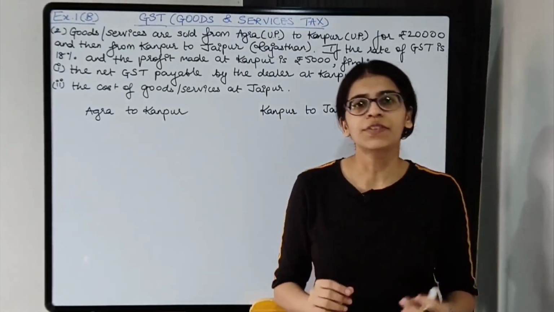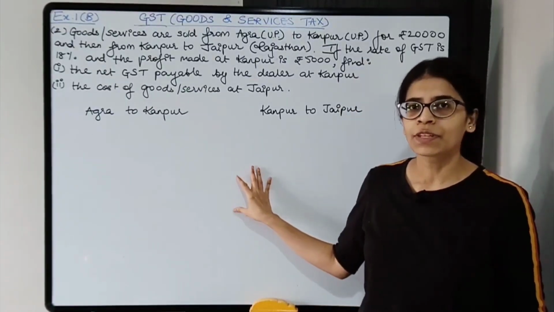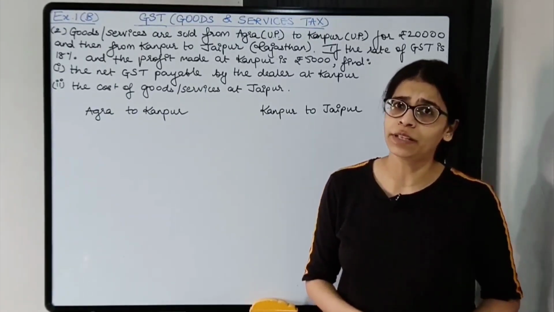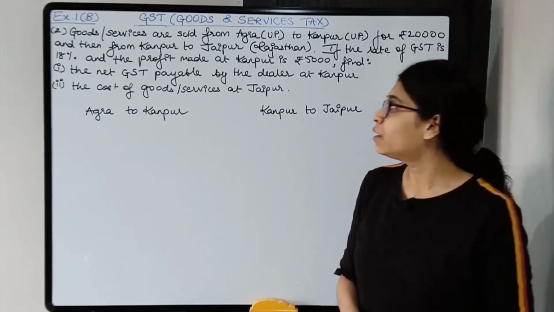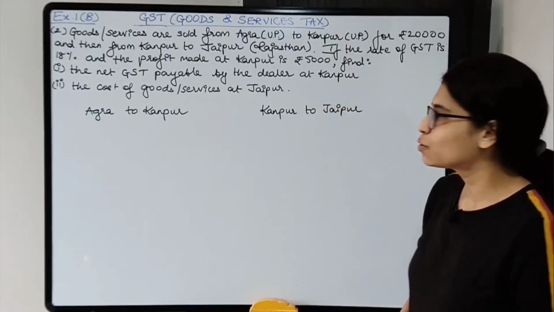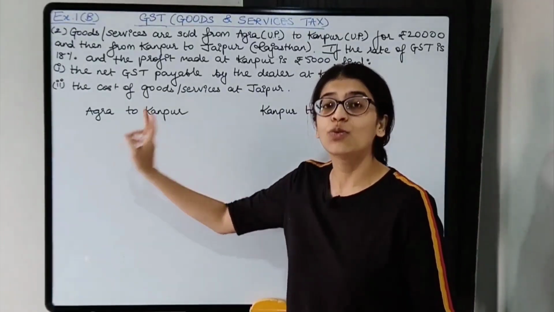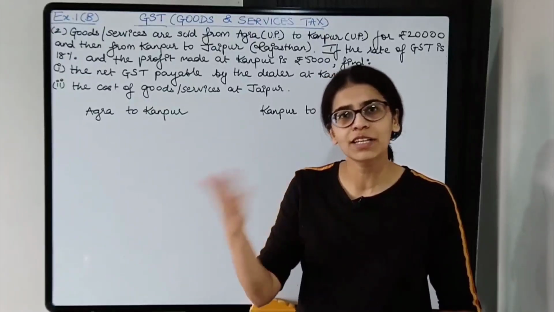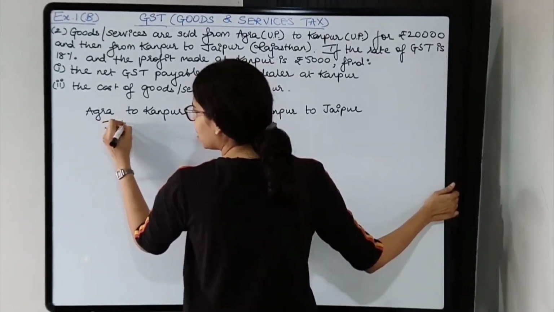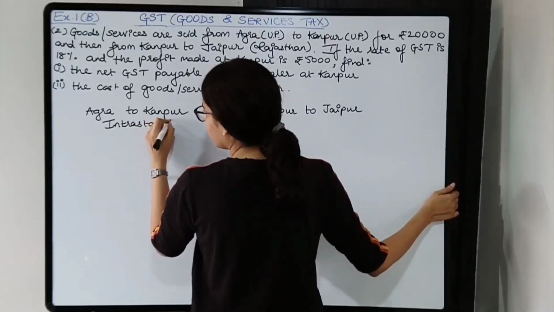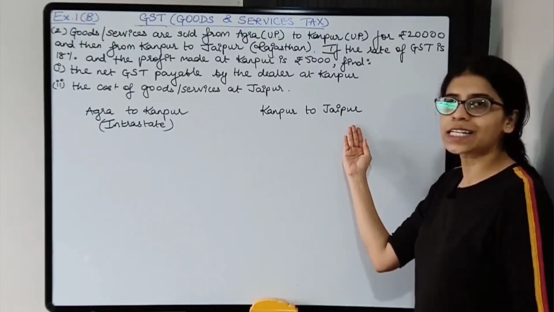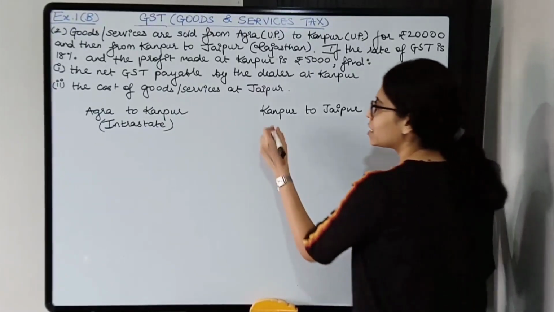Now students, first we'll try to understand how to solve the sum. We'll write down the information, see what steps we need to follow, and then we'll solve properly. From Agra in UP to Kanpur in UP, the goods are being sold, so both are in UP. So which type of transaction? It is within the same state, UP to UP, so it is an intra-state transaction. And Kanpur to Jaipur, this is in UP, this is in Rajasthan, so this will be interstate, from one state to another.